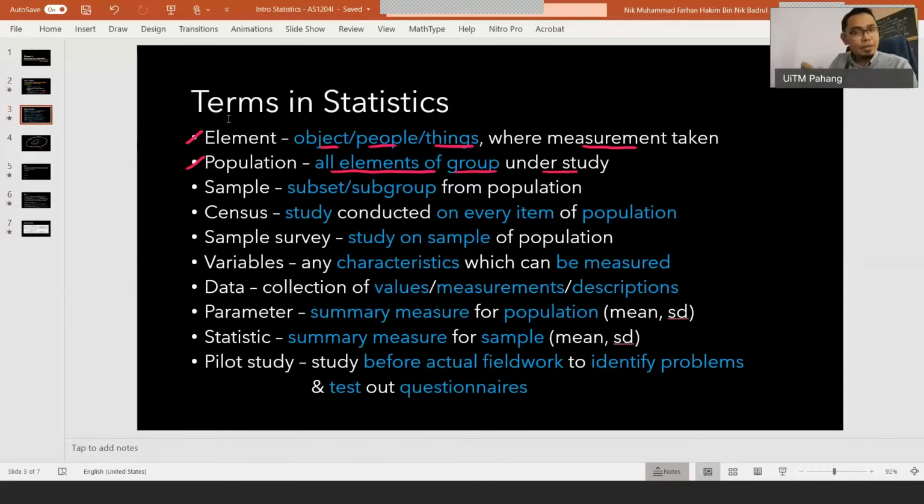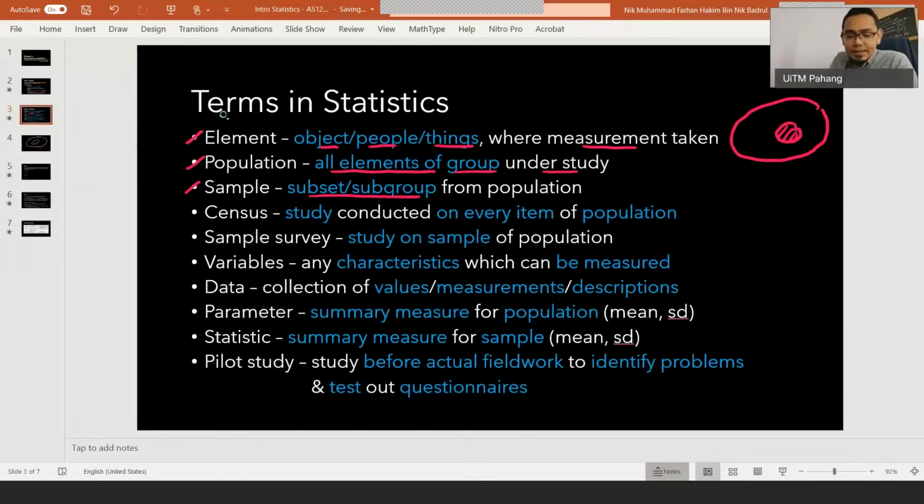But the sample, kalau kita tak mampu nak buat semua, kita ambil sebahagian. Sample is a subset or subgroup from the population. For example, if we want to make a study on the students of UiTM Jengkel, kita tak mampu semua, kita hanya pilih students from Faculty of Science. That is a subset or subgroup from the population, called a sample. Kita ada population yang besar, bawah population kita ada sample. Sample hanyalah sebahagian daripada population.